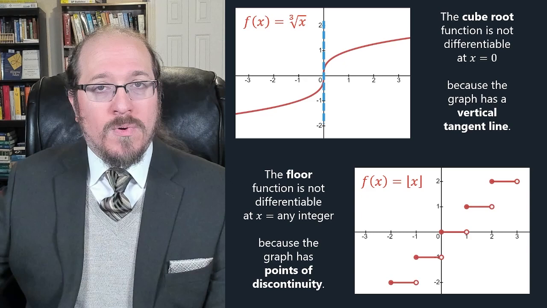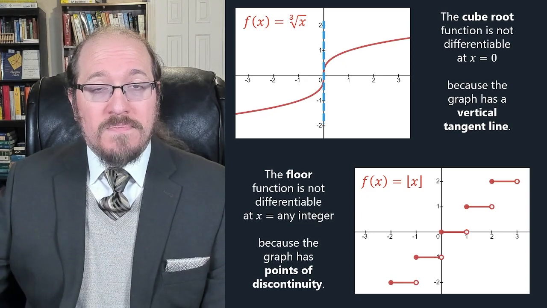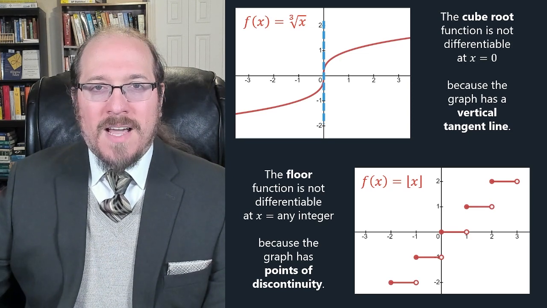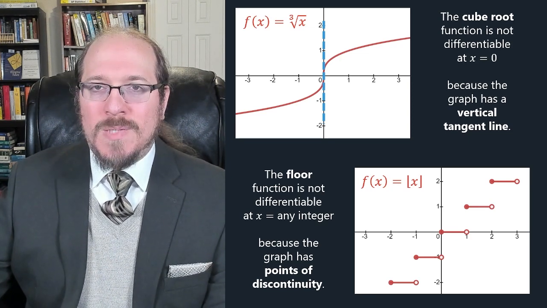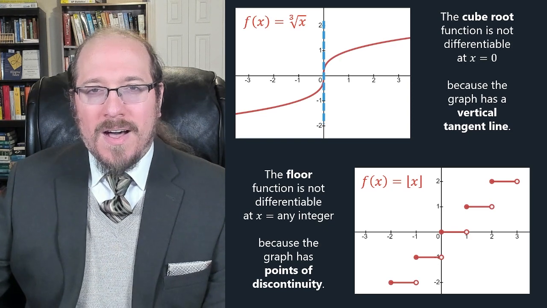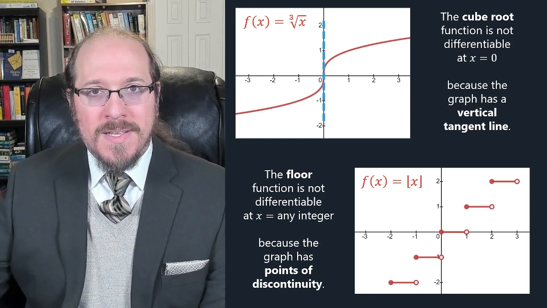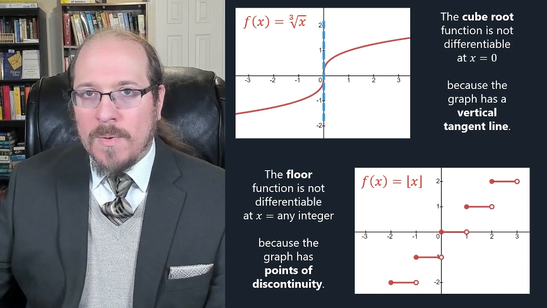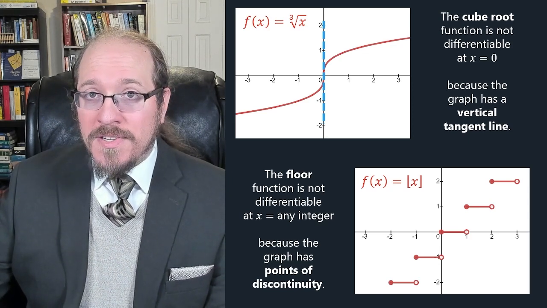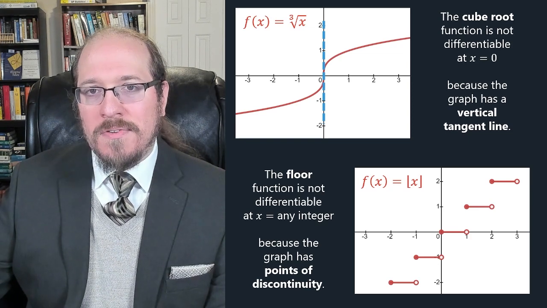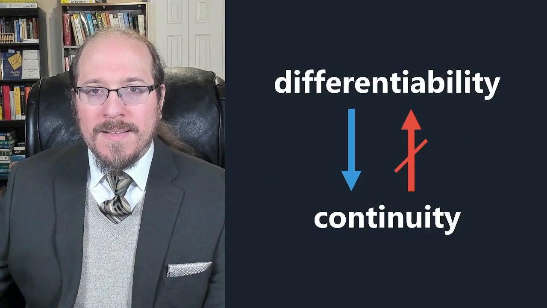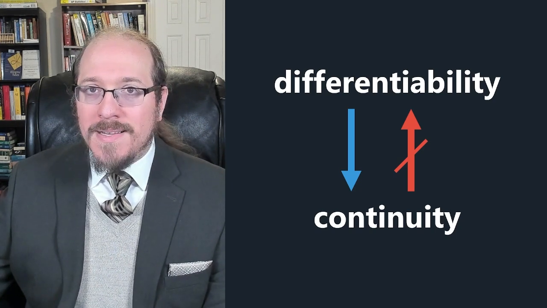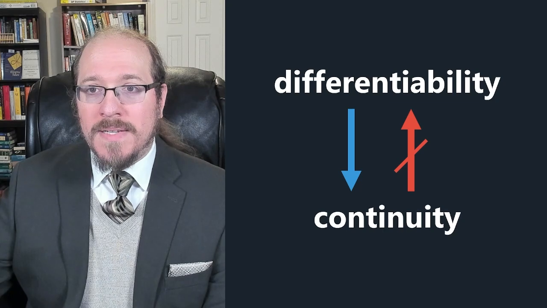Or you might have a place where the function isn't even continuous, like, say, the floor function, also known as the greatest integer function. Not being continuous is an instant deal breaker when it comes to differentiability. A function has to be continuous in order to be differentiable. Though it's not a guarantee, as we saw with the absolute value function. That function's continuous, but it's not always differentiable. Put another way, differentiability implies continuity, but continuity doesn't necessarily imply differentiability.